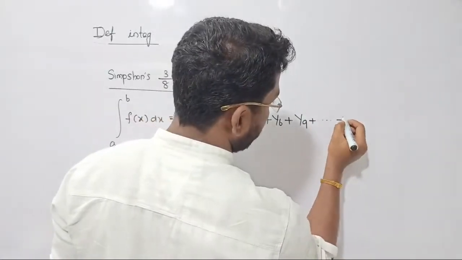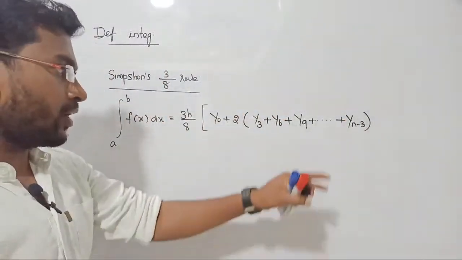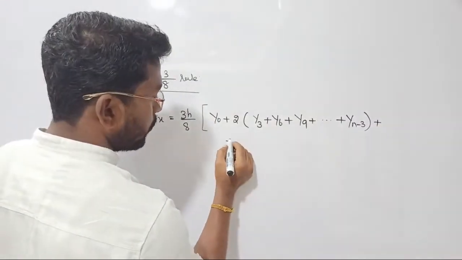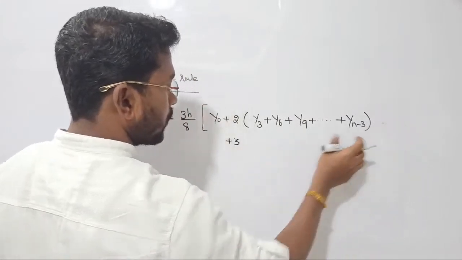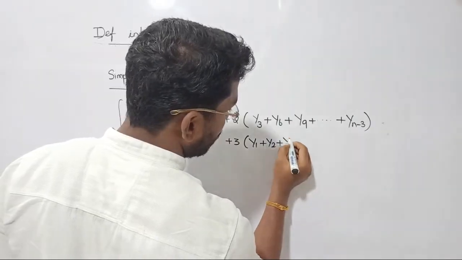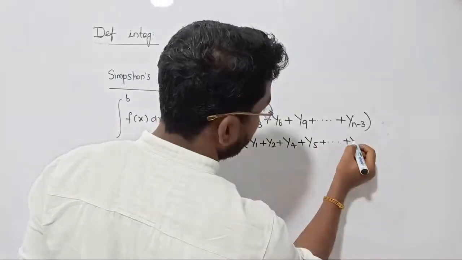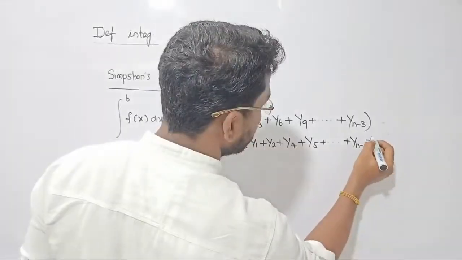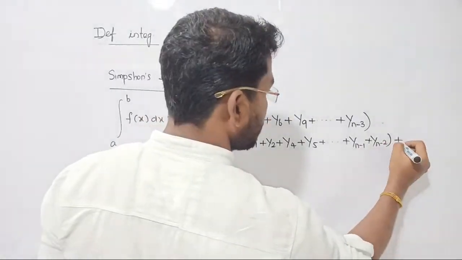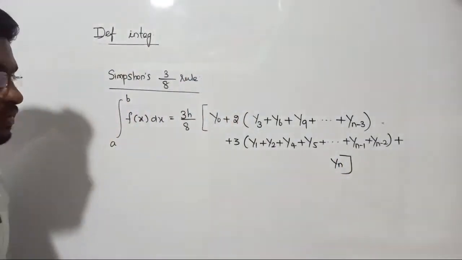Did you notice this carefully? What I am doing here? Up to yn minus 3, the multiples of 3 are being separated, segregated. Similarly, let me put plus here: the rest are y1 plus y2 plus y4 plus y5 plus and so on, plus yn minus 1 plus yn minus 2. All of these lie here. Apart from that, we are going to consider only one more, that is your yn, the final point. Clear? That is the total integration of Simpson 3/8 rule.